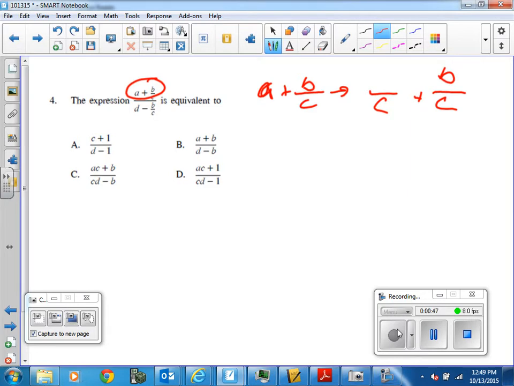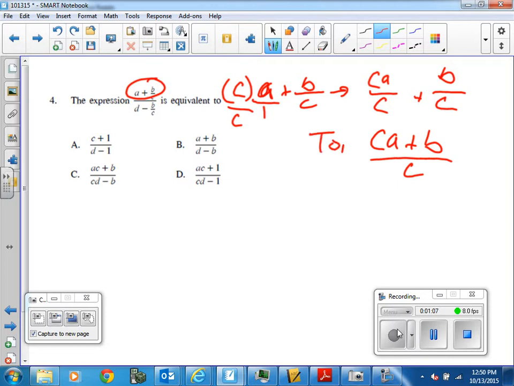But in order to change A, remember that's over 1, in order to change the denominator to C, we have to multiply that by C over C. All right, so here we're going to have CA plus B over C. Now I can change this entire thing to CA plus B all over C. That's the top. And there might be other ways to do this I'm not thinking of.